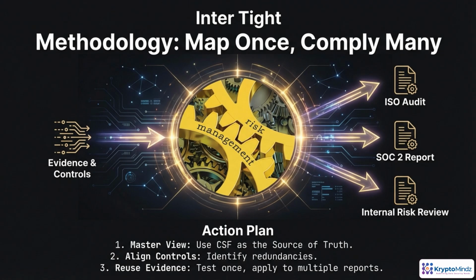You can think of NIST CSF as your master map. You connect your real-world controls and evidence to CSF outcomes once, then reuse that mapping for every audit or report you care about. First, establish CSF as the single source of truth for what good looks like. Second, align your existing controls to those outcomes, consolidating duplicates and exposing gaps. Finally, design your testing so each control can satisfy multiple frameworks, then reuse the same evidence for ISO, SOC 2, and internal risk reviews.